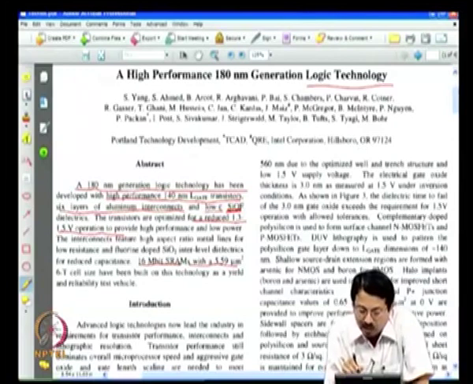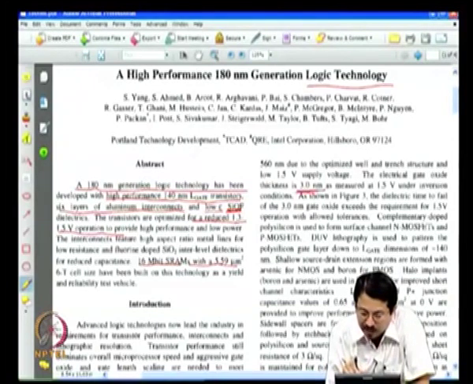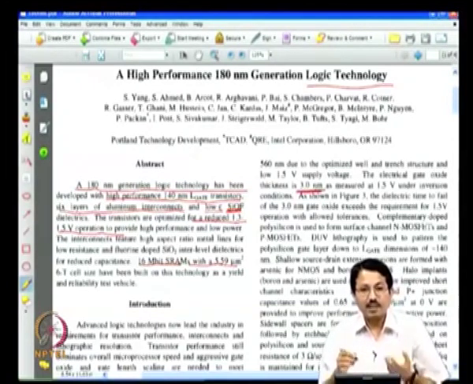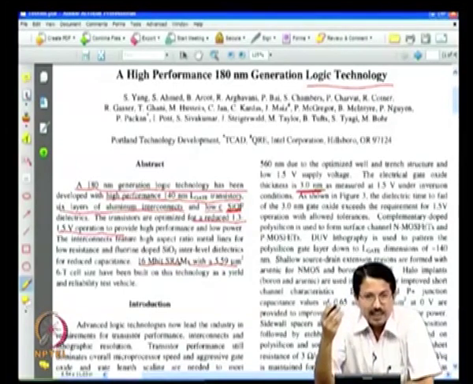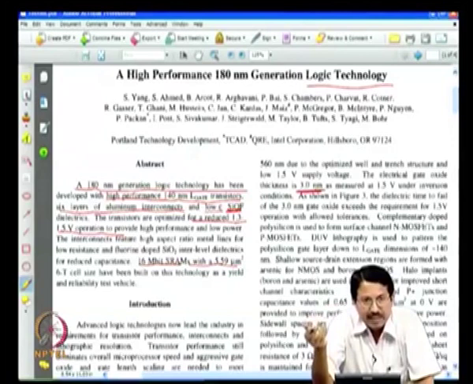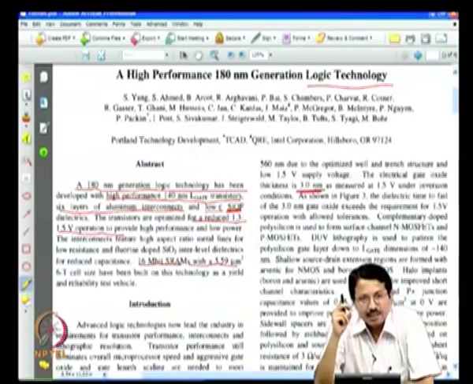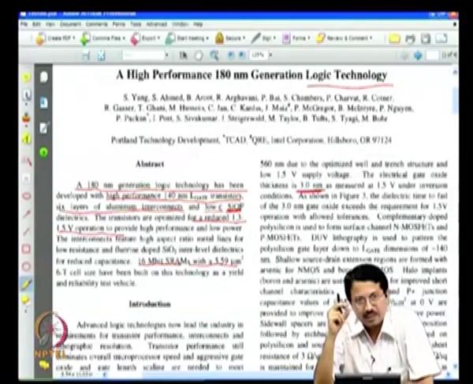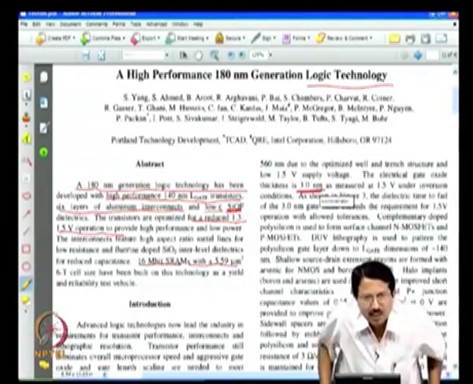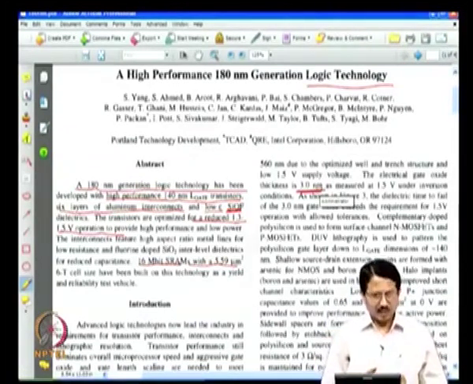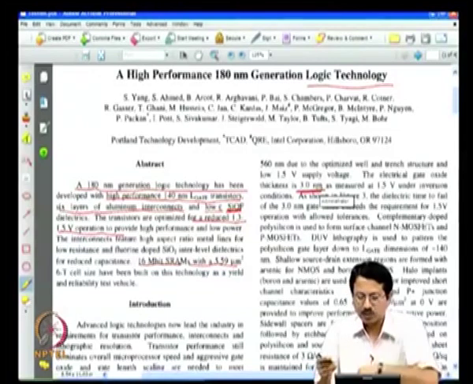The electrical gate oxide thickness is 3 nanometer. What they show here is the electrical thickness. When we talk of CV characterization from the next class, we will see the difference between physical thickness and electrical thickness. Electrical thickness is always a little more than physical thickness. So if they say 3 nanometer is the electrical thickness, the physical thickness could be something like 2 nanometer, less than 3 nanometer for sure.